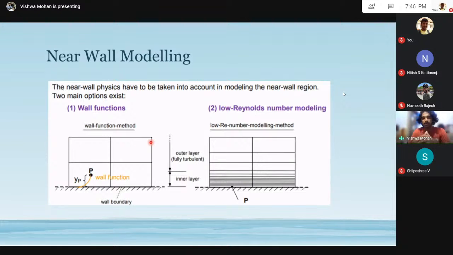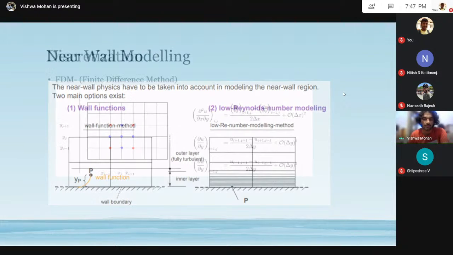Wall function is basically you assume a function, like a log function, for a certain layer. The inner layer is divided into viscous sublayer and all those things. So you assume certain functions over there, and then here you just try to make the grid smaller and study it using low Reynolds number models and solve it.